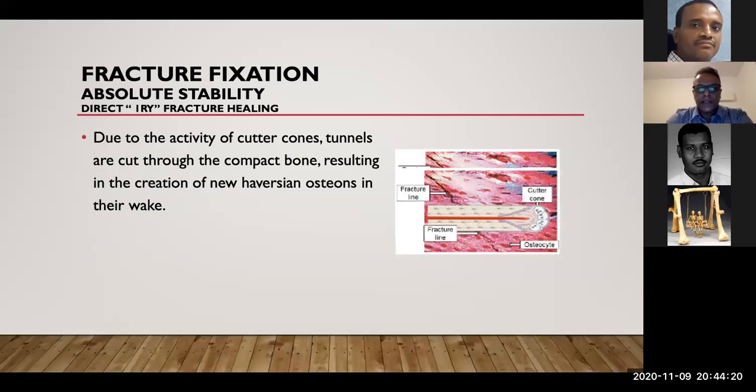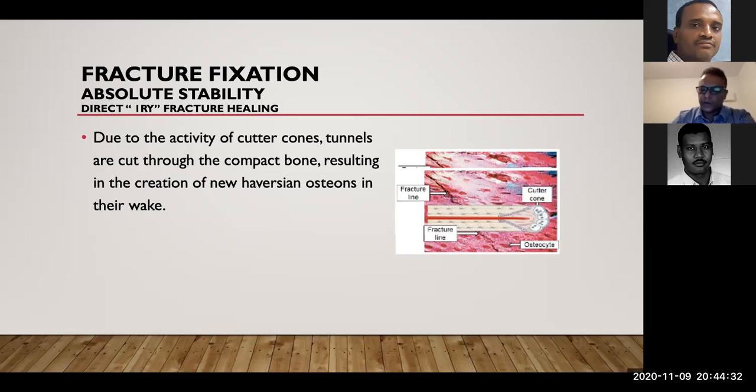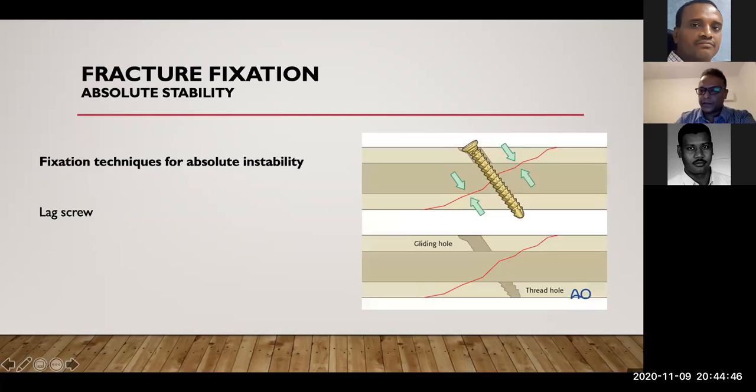Due to the activity of cutting zones, tunnels are cut through the compact bone, resulting in the creation of new Haversian osteons in their walk. So, in this way, as you can see here, this is a fracture line, and then the cutting zone goes from here to here. There is no callus at all, and then the bone heals by primary bone healing.